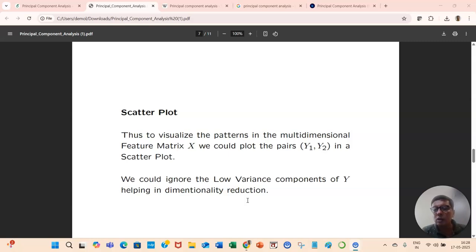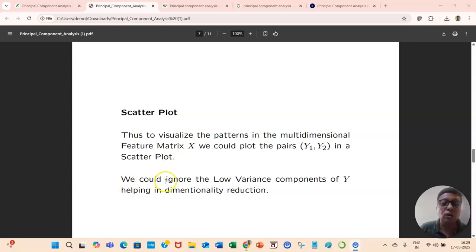suppose we want to visualize the multi-dimensional data of the feature matrix X. To draw a scatter plot, we can plot the principal component Y1 on the x-axis and principal component Y2 on the y-axis. That gives the most informative scatter plot, where we can see the variances in the data clearly.